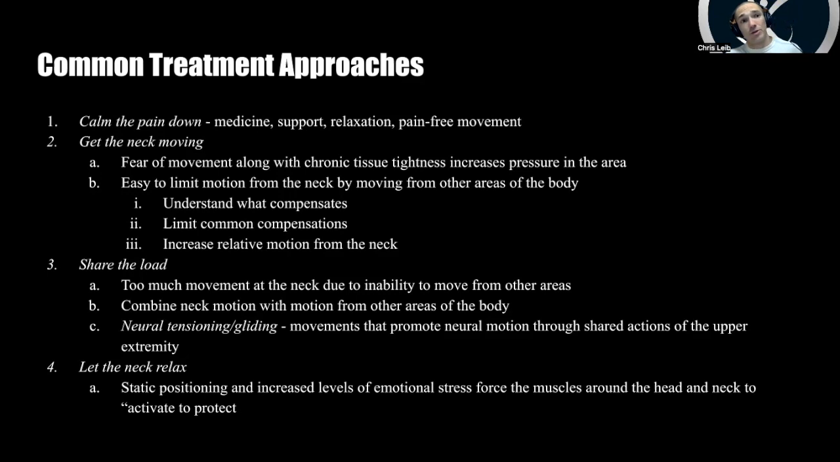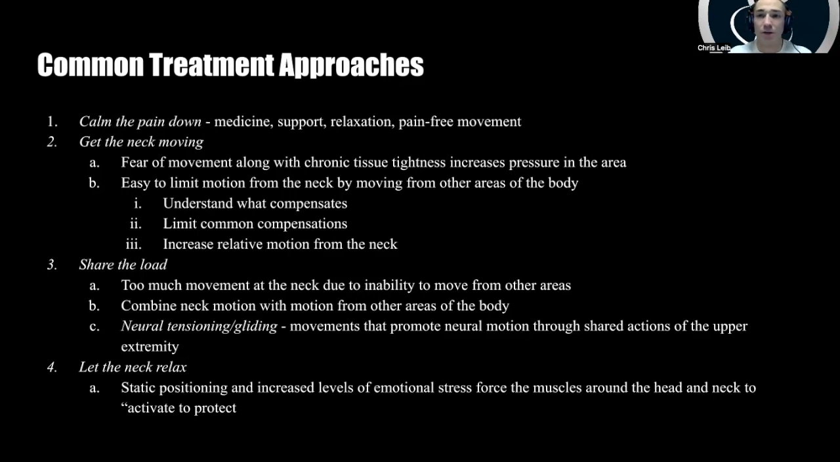The other thing we want to do is share the load as much as we can. So if we have too much movement from the neck, it might be due to the inability to move from some other areas. So sometimes we need to actually be asking for more. If we're trying to rotate and turn, we don't want it to come all from the neck. We want to move from the thoracic spine, from the pelvis, from the hip, and then have the neck join that process as opposed to the neck doing all of that process. So combining neck motion with motion from other areas of the body is very important.